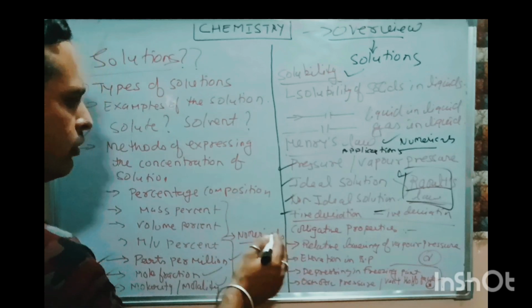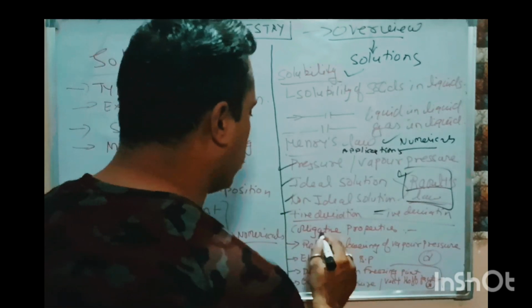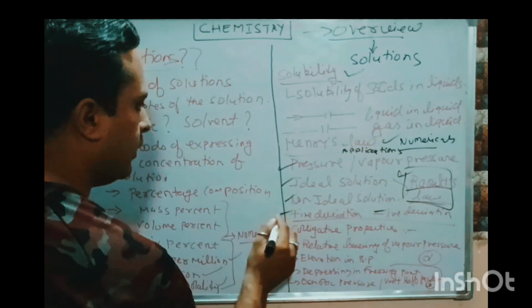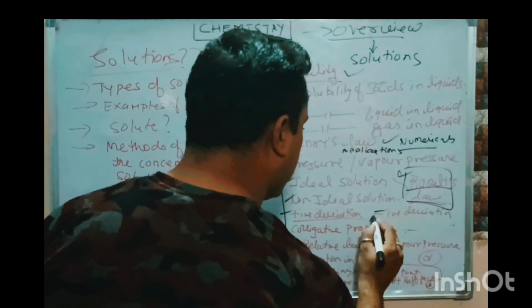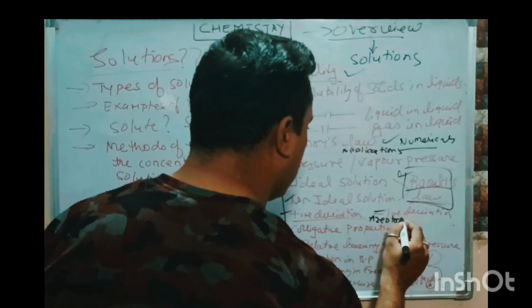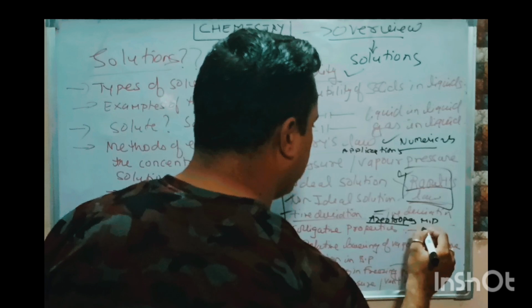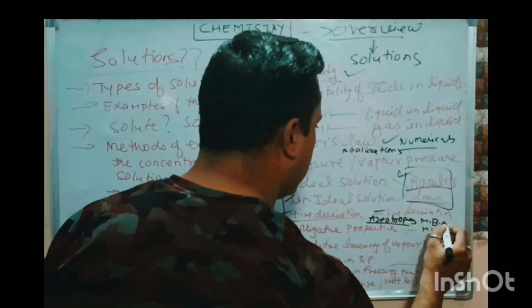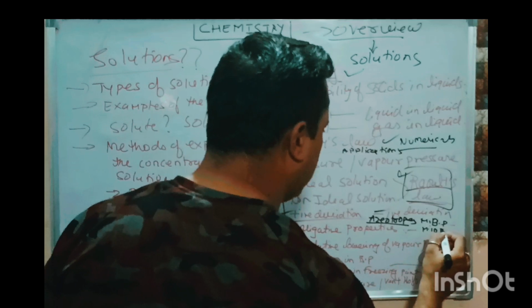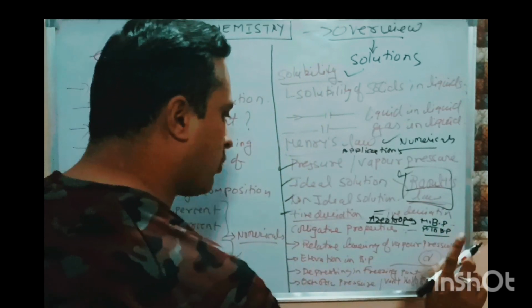One more thing we are missing here is azeotropes. After this topic we have to study azeotropes: maximum boiling point azeotrope and minimum boiling point azeotrope. All this we are going to study in this topic, and we get numericals from this topic.